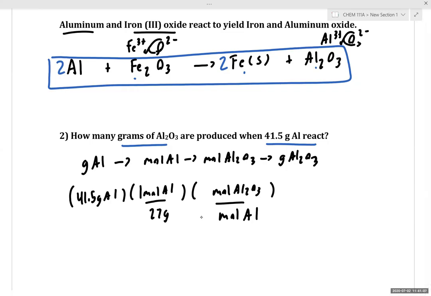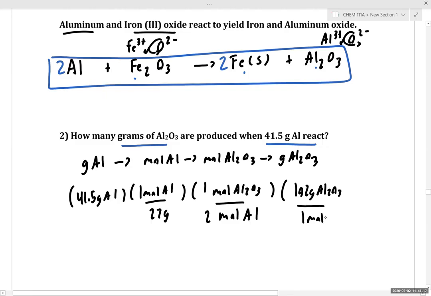It's 1 to 2, exactly right. Then finally, we have 102 grams of aluminum oxide per every 1 mole of aluminum oxide. So punching that into our calculator, we have 41.5 over 27 times 1/2 times 102. And that in turn gives us 78.4 grams of aluminum oxide.